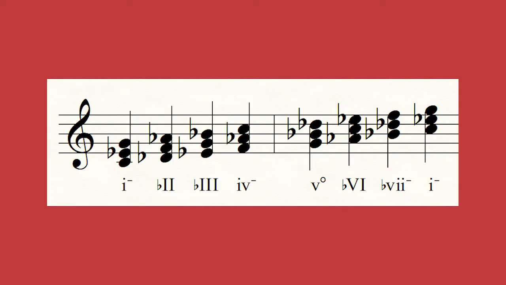Next scale, Phrygian. In Phrygian, we start on the 3rd scale degree of a major scale, and the chords that we have are 1 minor, flat 2 major, flat 3 major, 4 minor, 5 diminished, flat 6 major, flat 7 minor. Now a common one for this is flat 2 and flat 3 major. Those are the most commonly used ones that people borrow from major scales.